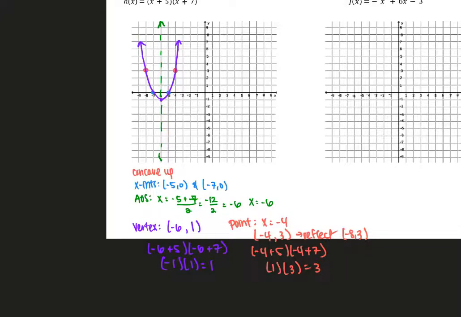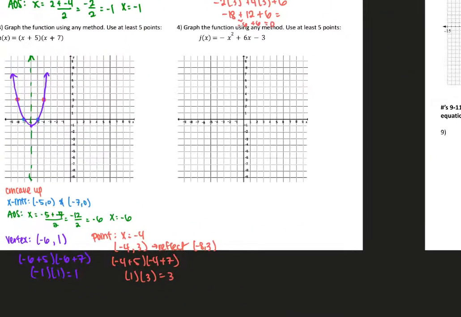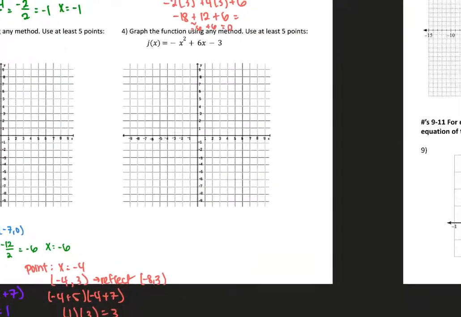All right, so now let's look at number 4. So standard form, we're going to start off by listing the concavity. So the concavity for this one is going to be down since A is negative.